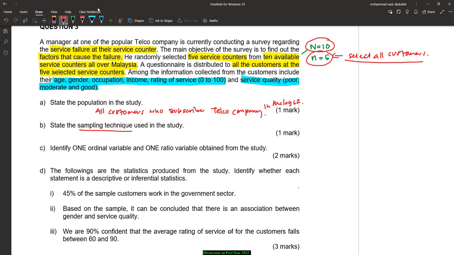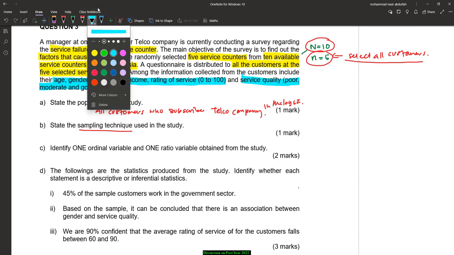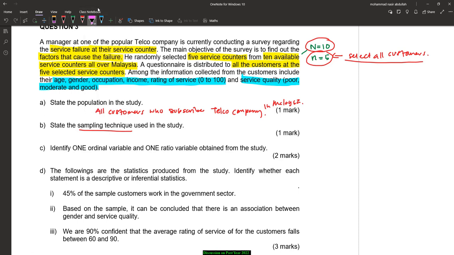Kita tengok dia punya keyword yang paling penting dekat sini. So dia kata he selects randomly. So we're going to have 5 options kat sini: simple random sampling technique, stratified sampling technique, systematic, cluster or multi-stage. Ini yang kita belajar kan. So, which one do you think?